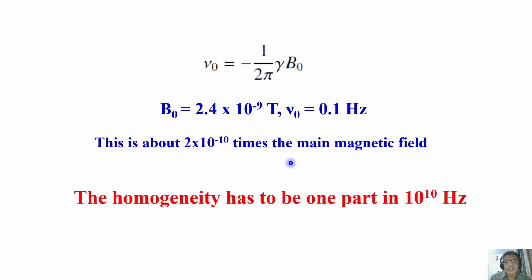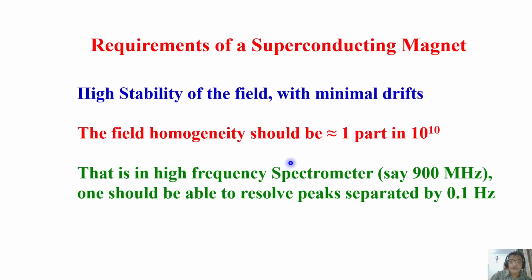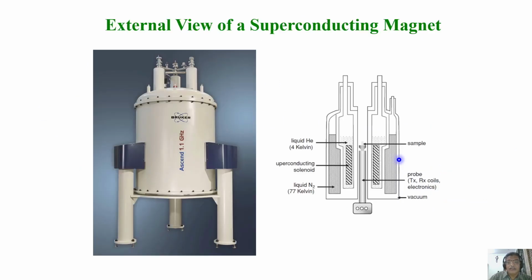In a 1000 megahertz spectrometer, you must be able to separate 0.1 hertz. Imagine the homogeneity. That is the amount of resolution we require. So there is a heavy demand on the homogeneity of the magnetic field. For the requirement of a superconducting magnet, first thing is high stability with minimal drifts, which I already discussed. If I look at the external view of a superconducting magnet, this is how it comes.